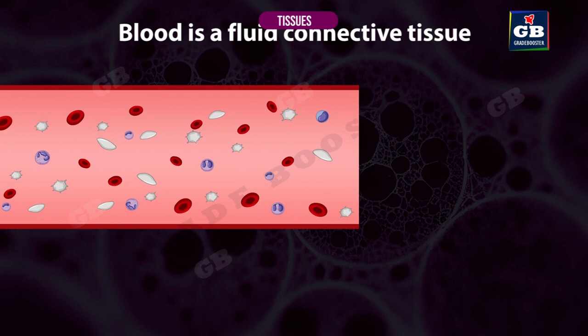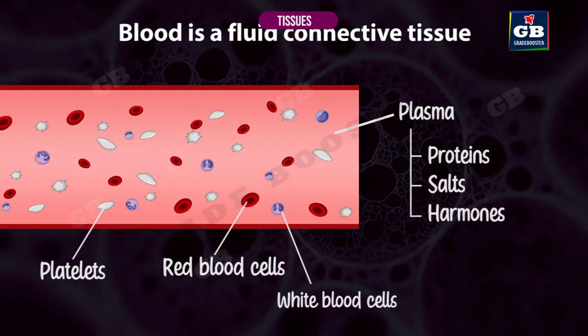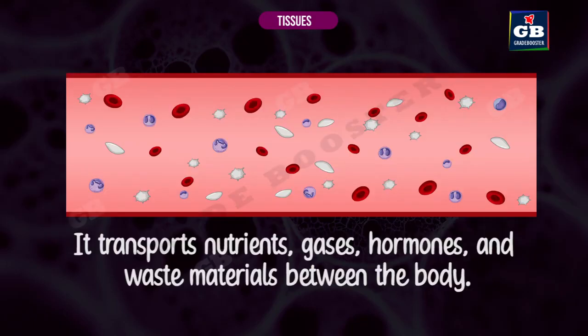Blood is a fluid connective tissue. Blood has different types of cells like RBC, WBC, and platelets. These cells are suspended in a fluid matrix called plasma. The plasma contains proteins, salts, and hormones. Do you know the functions of blood? It transports nutrients, gases, hormones, and waste materials between different parts of the body.